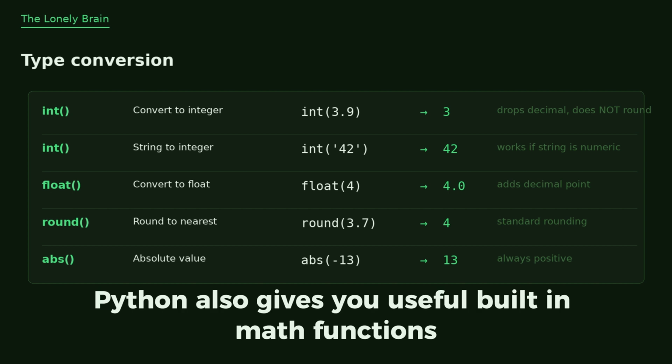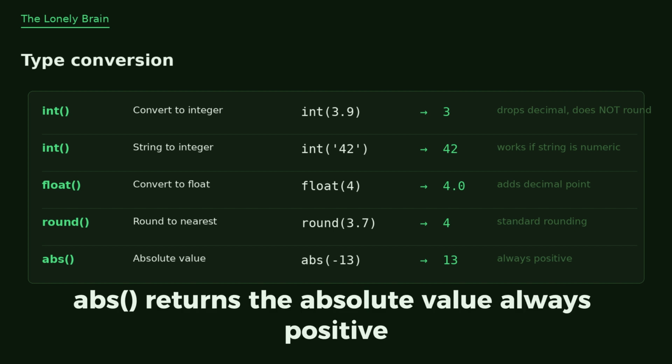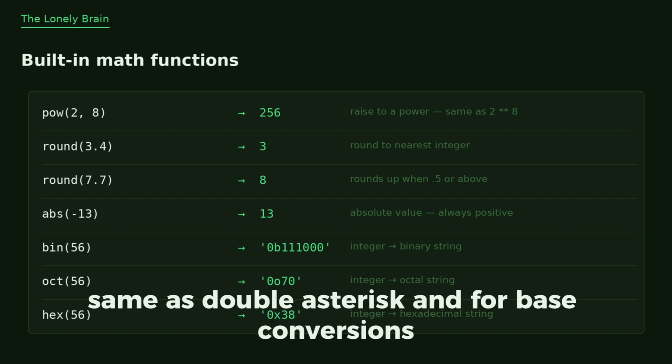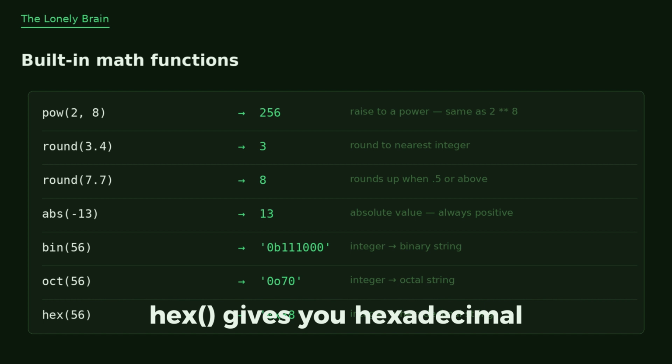Python also gives you useful built-in math functions. round() rounds to the nearest integer. abs() returns the absolute value, always positive. pow() raises a number to a power, same as double asterisk. And for base conversions, bin() gives you binary, oct() gives you octal, hex() gives you hexadecimal.